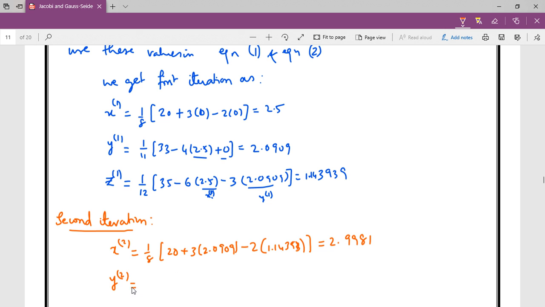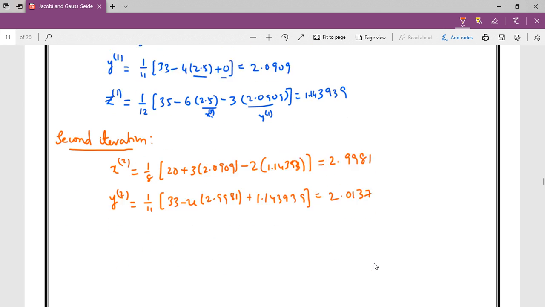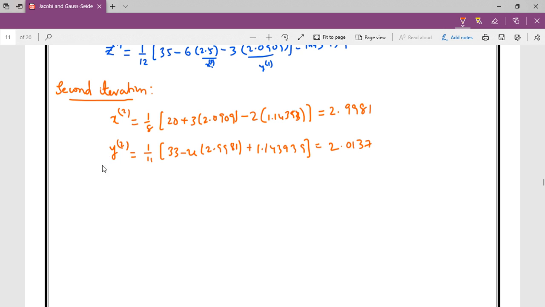So, calculate y2, 1 by 11 to 33 minus 4 into 2.9981 minus 1, not minus, plus it is. So, plus what is z1, 1.143939. So, this gives 2.0137. Okay. So, next let us go for calculating z2.